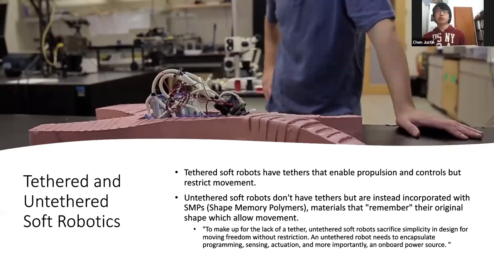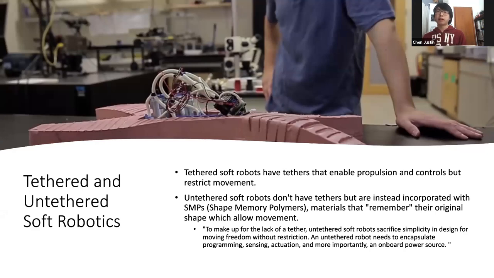Okay, so there are two more types of soft robotics, which are tethered and untethered robots: soft robots that have a tether and don't have one, respectively. They each have their own advantages and disadvantages. With tethered soft robots, the tether acts as a power supply and helps to enable propulsion and controls, which also helps to simplify the design process. The drawback of a tether is that the robot is limited in its movement, as it's restricted by the length of the tether.